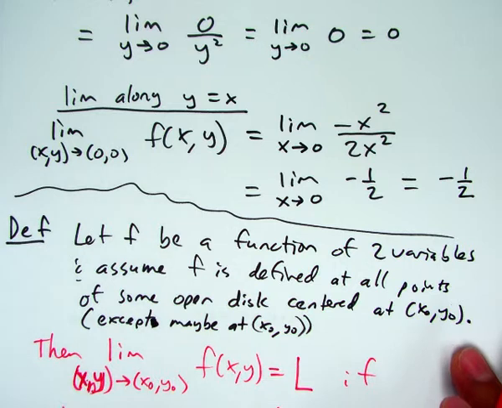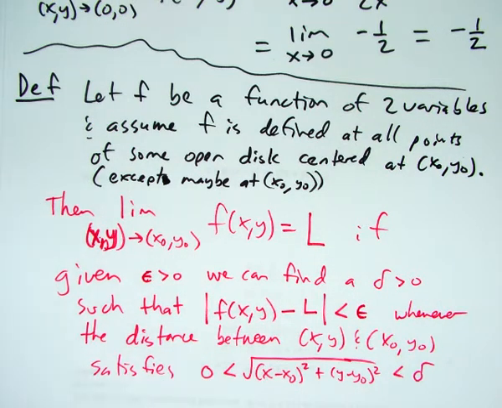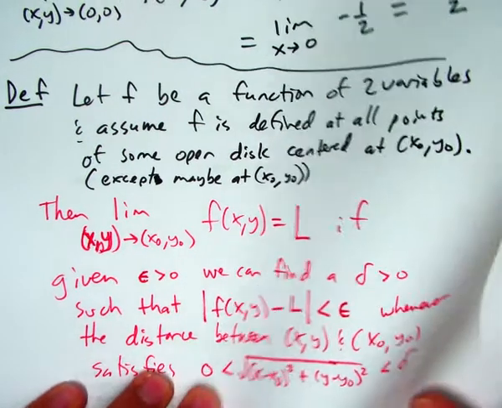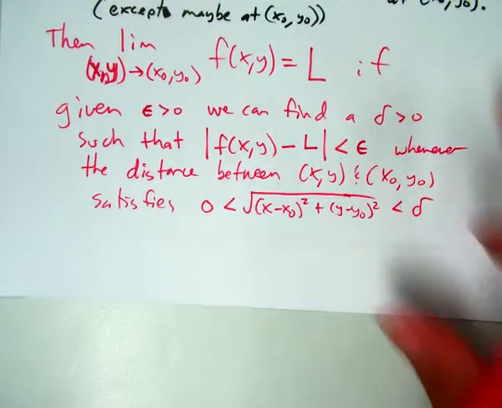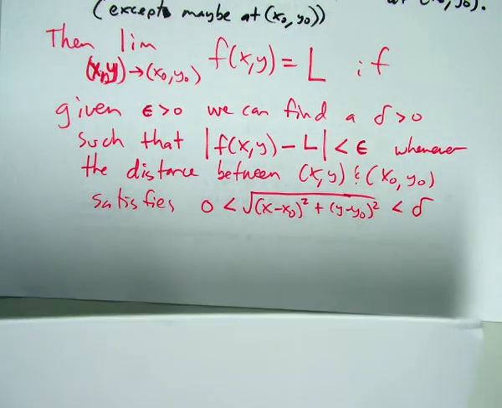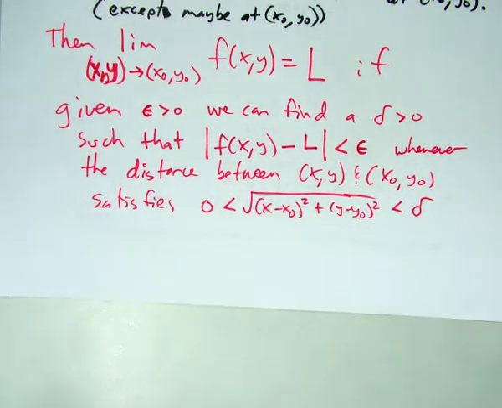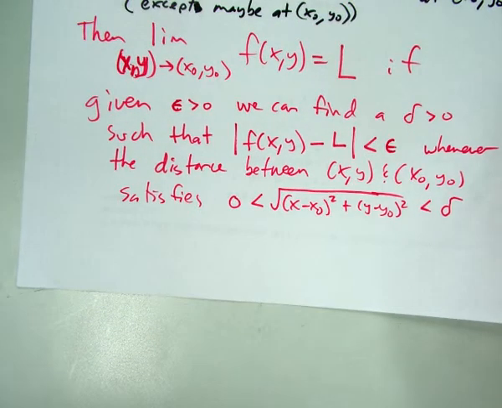So how does this help us? We're getting there. As far as helping you evaluate limits, it's not really going to help you too much. But I just want you guys to understand what the definition of a limit is in three dimensions. Yes? What is epsilon? It's just an arbitrary constant.